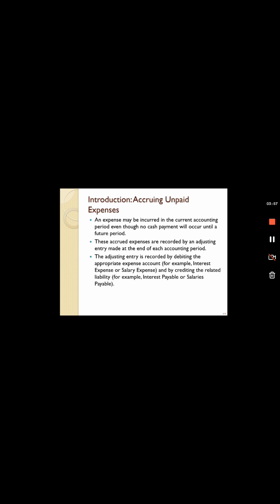Now, accruing unpaid expenses. An expense may be incurred in the current accounting period even though no cash payment will occur until a future period. These accrued expenses are recorded by an adjusting entry made at the end of each accounting period. The adjusting entry is recorded by debiting the appropriate expense account, for example interest expense or salary expense, and by crediting the related liability, for example interest payable or salaries payable.